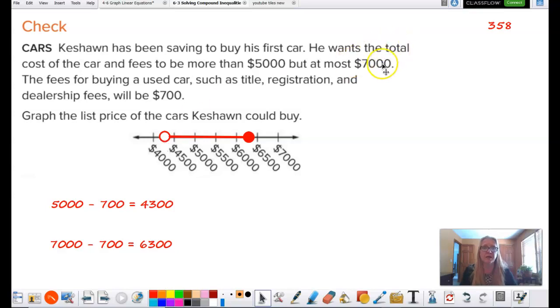The other one, at most $7,000, means he's willing to pay $7,000. All right, so that's going to be a colored in circle. We're also going to need to subtract the $700 in fees from that one, which gives us $6,300. I roughly put this where I believe it would land, and then you would want the cost of the car to be somewhere between these two points. Okay.